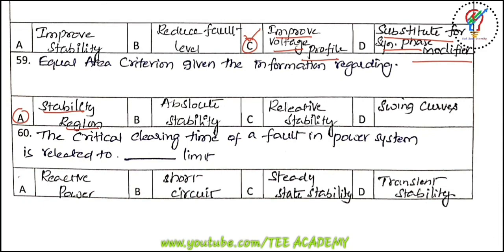And the last question for this session is: the critical clearing time of a fault in a power system is related to dash limit. The critical clearing time TC at a fault point in a power system is related to dash limit. The options are reactive power, short circuit, steady state stability, transient stability. The answer for this question is that it's going to tell about the transient stability limit.